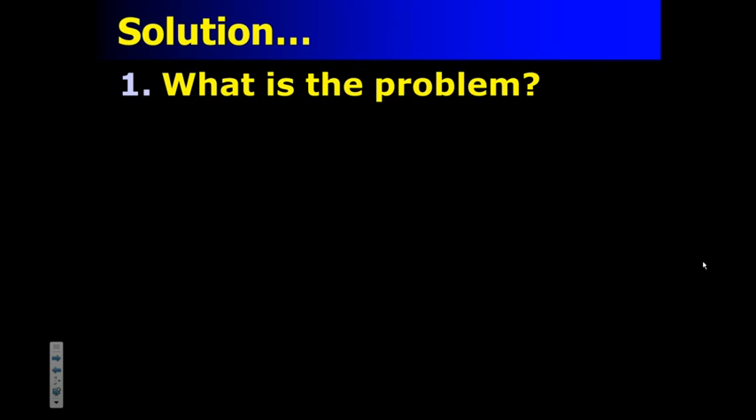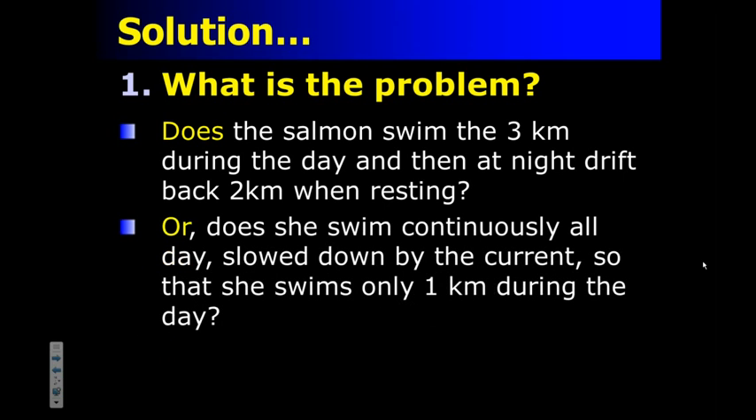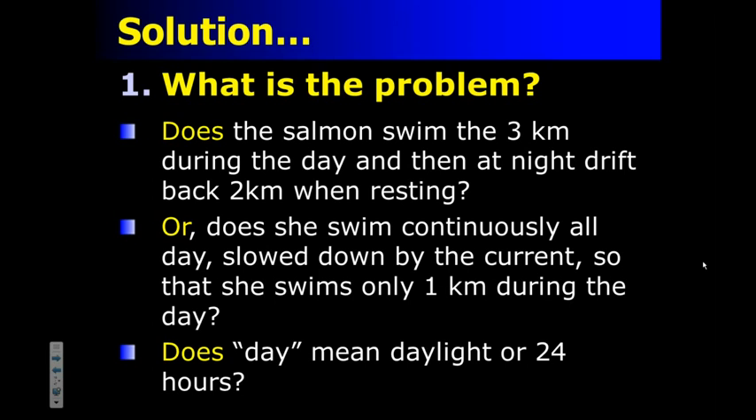It's not well defined. So for example, does it mean that the salmon swims 3 kilometers during the day, and then when she goes to bed, the current, like while she's sleeping, pushes her back 2 kilometers? Is that what it means? Or does it mean that the current's so strong that she has to push against it all day long and actually only makes 1 kilometer of headway? And what does day even mean? Does it mean daylight, or does it mean 24 hours? All of these are unanswered questions when I go to solve it.